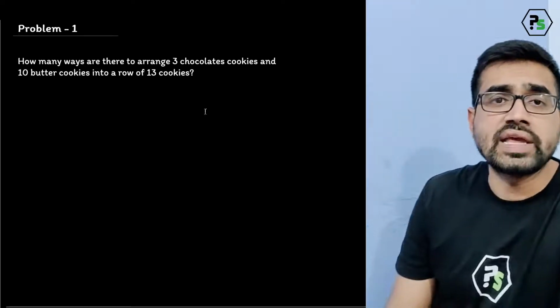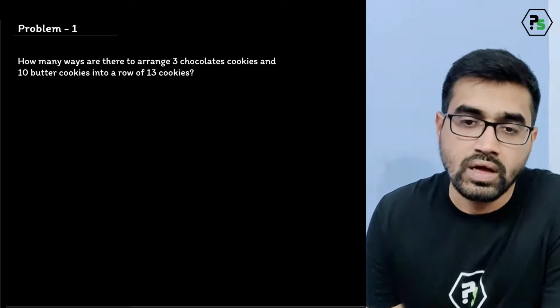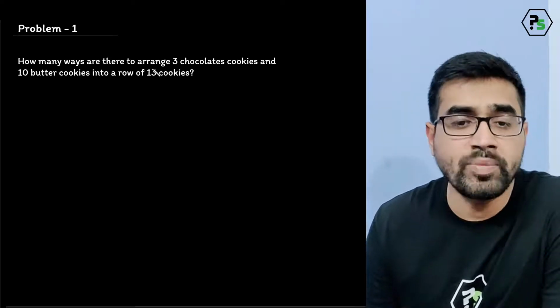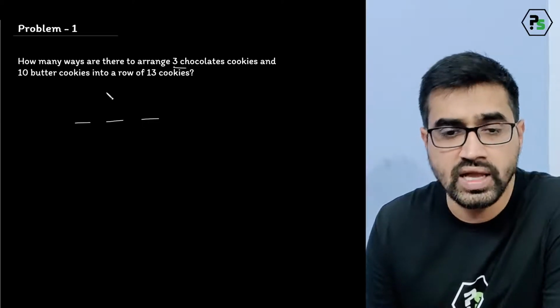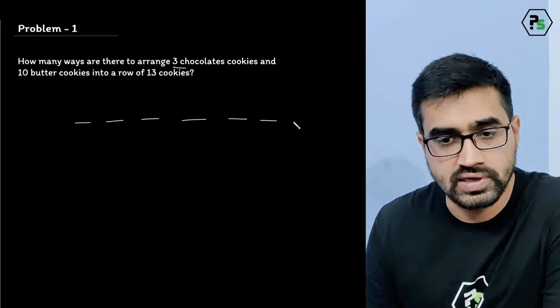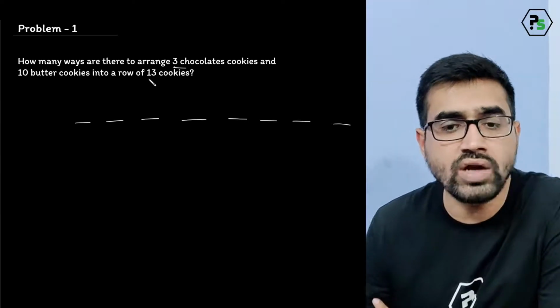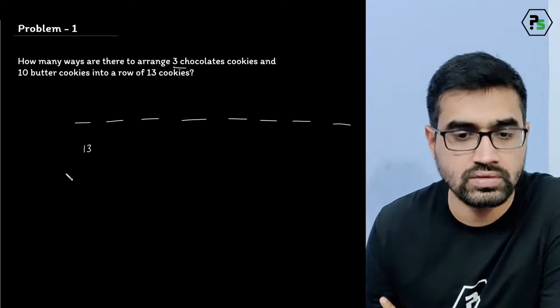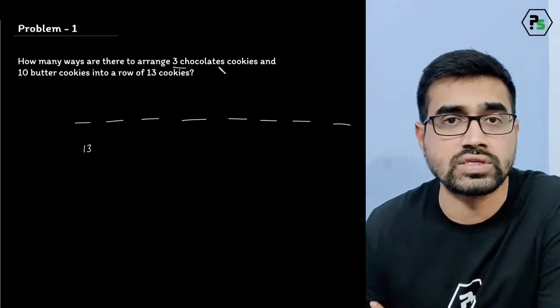Let us take a very simple question. I will bring back and connect it later, not now. So understand this: how many ways are there to arrange 3 chocolate cookies and 10 butter cookies in a row of 13 cookies? Now, this is a very simple case. You have 13 cookies to be filled.